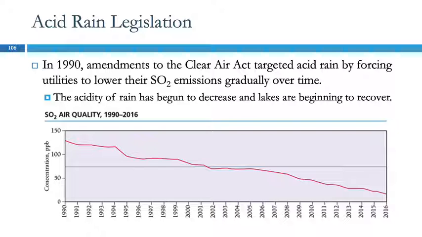They made some amendments to the Clean Air Act, and so legislation forced utilities to lower their SO2 emissions. It wasn't you have to stop right now because that's not possible, but it was a staged thing. It's like, okay, you have to cut it this much by now and this much by then. And so if we look at the concentration of SO2 in the air from 1990 to 2016, we see a significant decrease, right? It went from maybe like 130 parts per billion down to, looks like maybe 20 parts per billion. That's a big decrease, right?